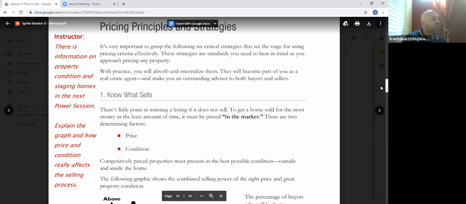It's very important to grasp the following six critical strategies that set the stage for using pricing criteria effectively. These strategies are standards you need to bear in mind as you approach pricing any property. With practice, you'll absorb and internalize them. They will become part of you as a real estate agent and make you an outstanding advisor to both buyers and sellers. So I'm not going to read everything, and we're going to go back and forth. We're going to keep this real simple, due to the different circumstances in the market now.